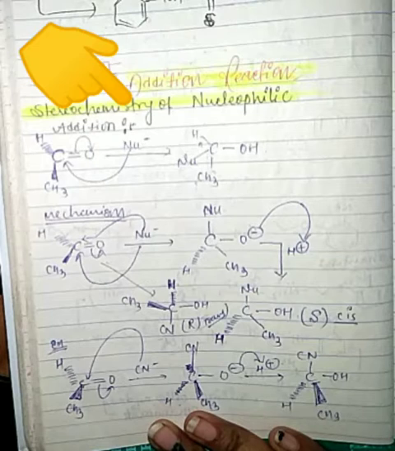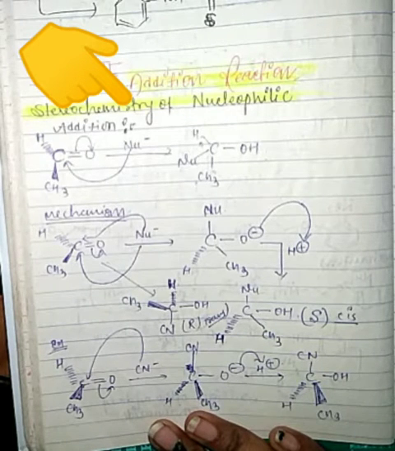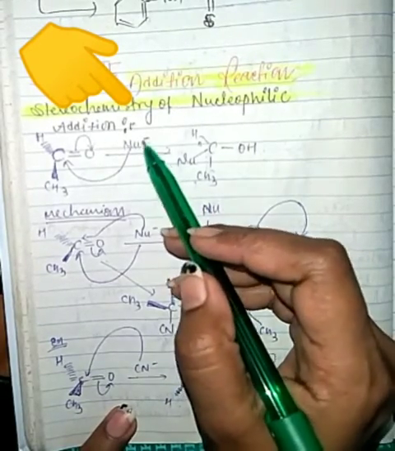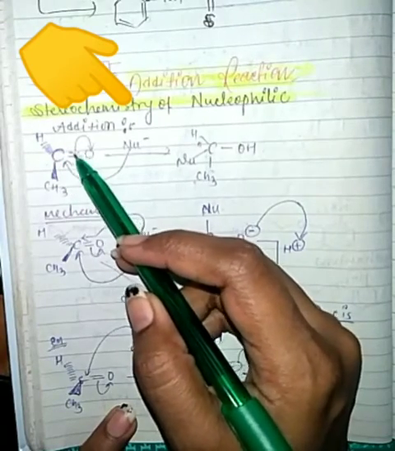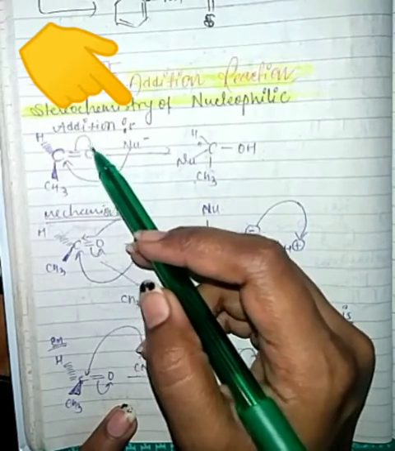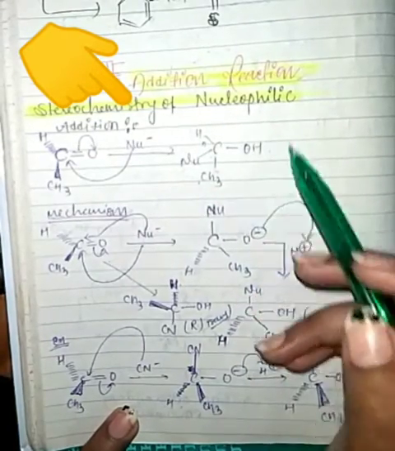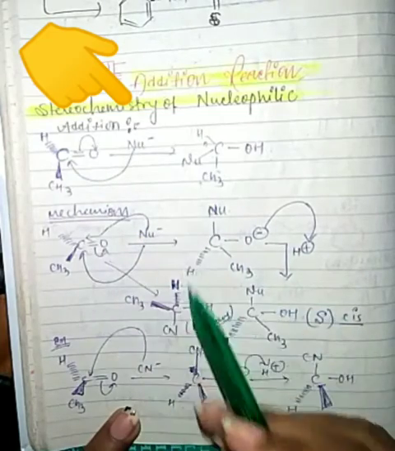Our topic is addition reaction. Here we see the stereochemistry of some nucleophilic addition reactions. So let us start. Here is given a reaction in which a nucleophile attacks at the carbon center and this bond is shifted to oxygen, and this will form our product. And there is a whole mechanism of this reaction.